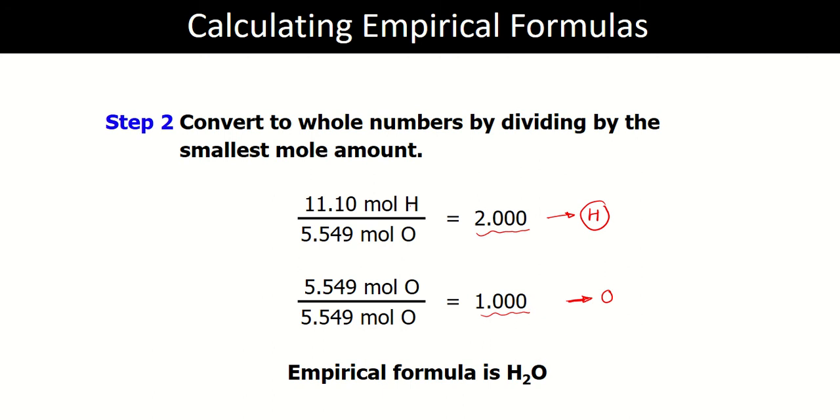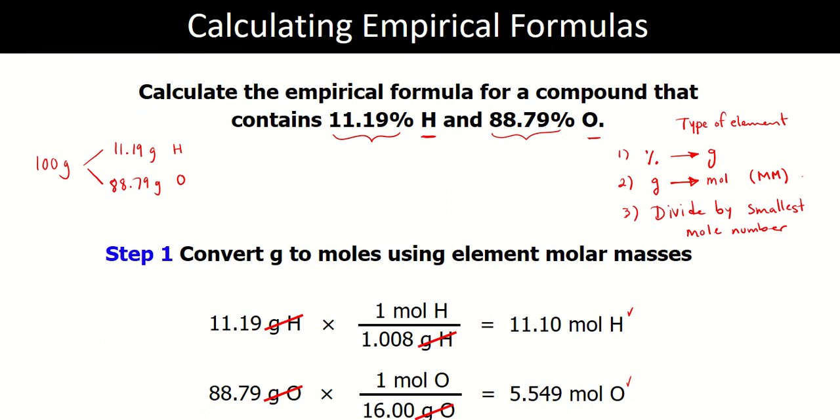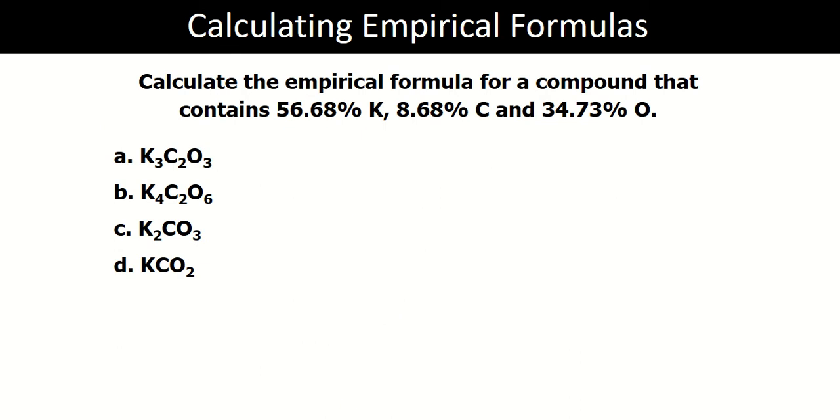Let me have a quick review one more time. Whenever we are going to work on your problems, if you have percentage, easily convert to grams. You just need to cross the percent mark and write grams. Then convert grams to moles by using molar mass. And whenever you have moles, you just need to divide by the smallest mole number to find the ratio of the atoms. So let me work on another example.